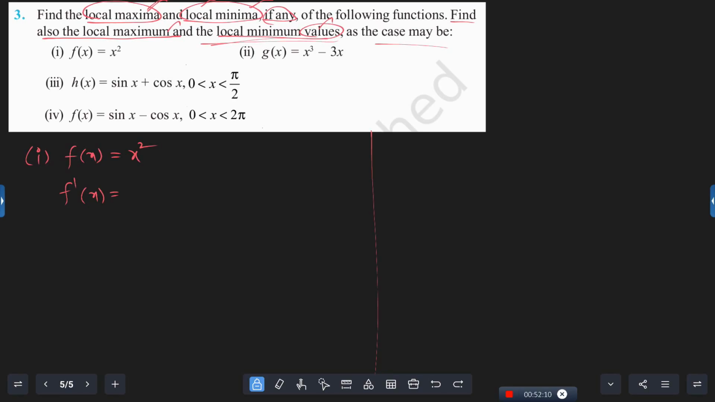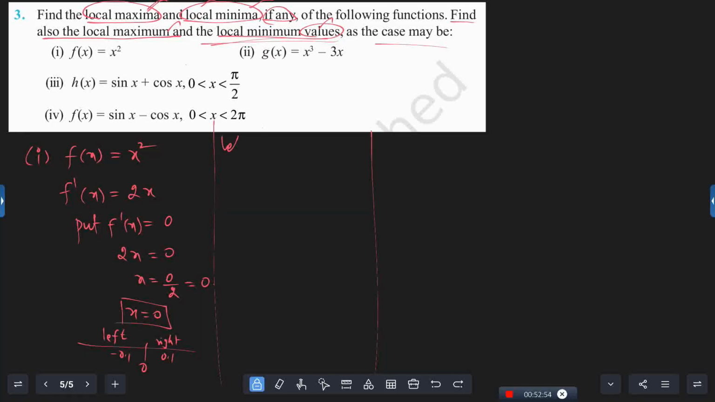So f dash of x equal to the derivative of x square, which is 2x. Then put f dash of x equal to 0: 2x equal to 0, so x equals 0 divided by 2, which is 0. Therefore x is 0. Then I will go with the first derivative test, left of 0 and right of 0. There is a 0 here now. On the left side I will give minus 0.1, and on the right side plus 0.1.